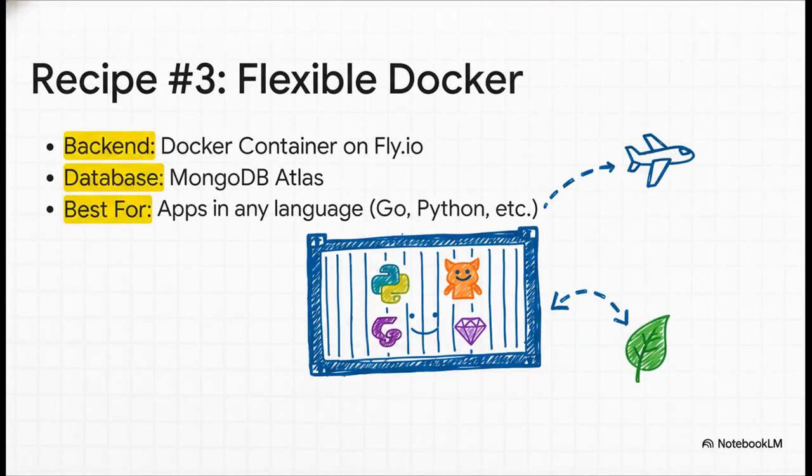And our final recipe is built for maximum flexibility. If your backend isn't JavaScript or you just prefer working with Docker, this is your stack. You can containerize any application, Go, Python, you name it, deploy it on an always-on machine from fly.io, and connect it to a permanent MongoDB Atlas database. It's powerful, it's versatile, and it's completely free.